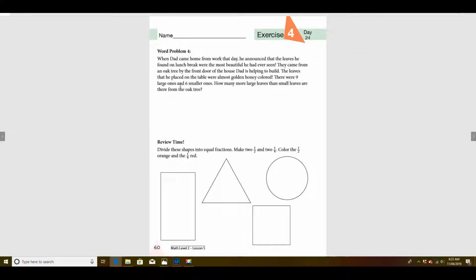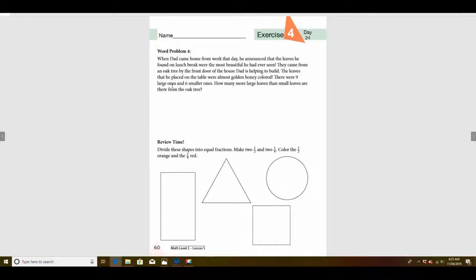All right, let's look at this one. This looks like a big one. So we're going to have to be very careful when we read this one. When Dad came home from work that day, he announced that the leaves he found on lunch break were the most beautiful he had ever seen. They came from an oak tree by the front door of the house Dad is helping to build.